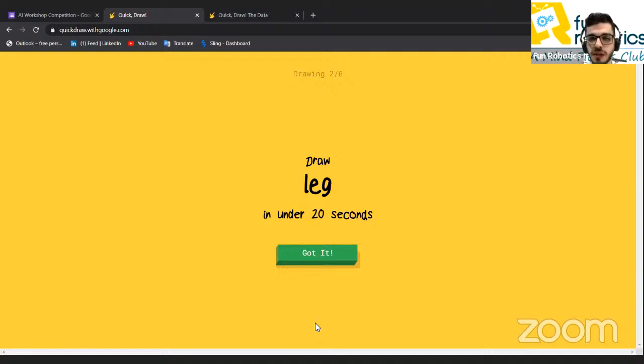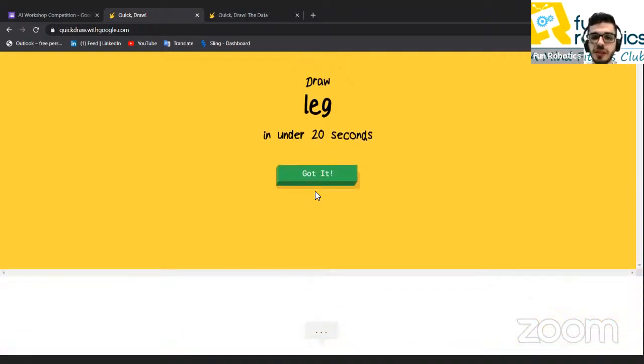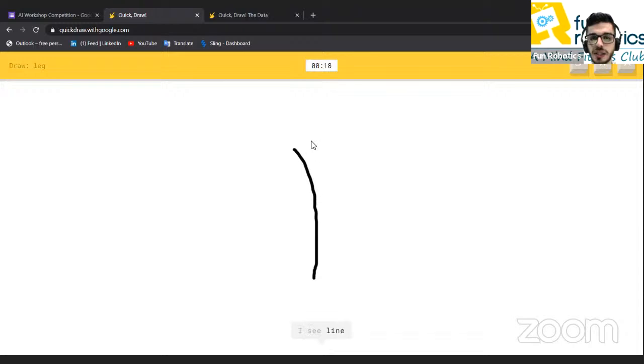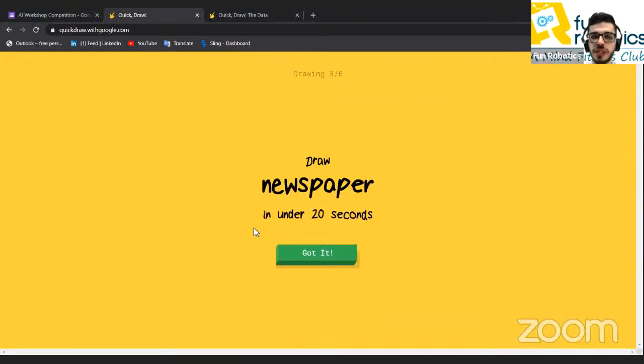Now it's asking me for another drawing, which is a leg. So a leg would look something like this. I see line. Or string bean. Oh, I know. You see? It's leg. It figured it out. So it'll keep on guessing until it reaches the right solution.